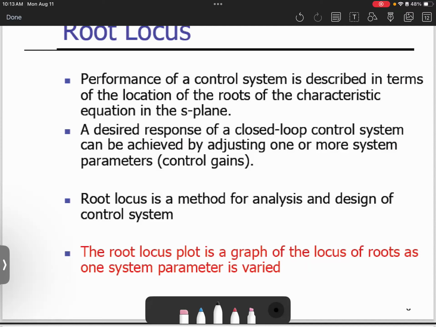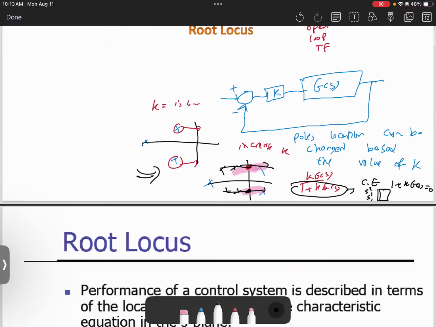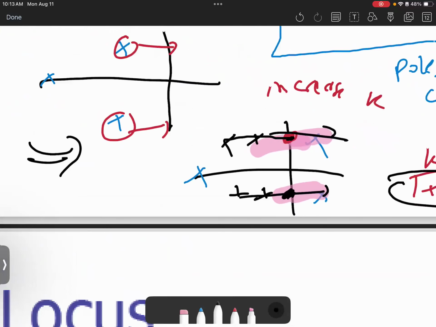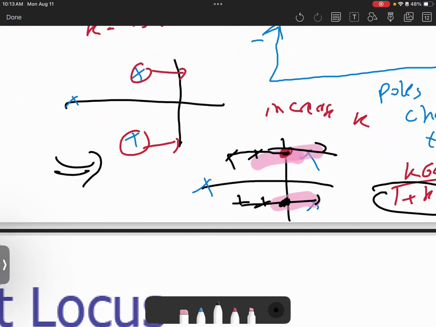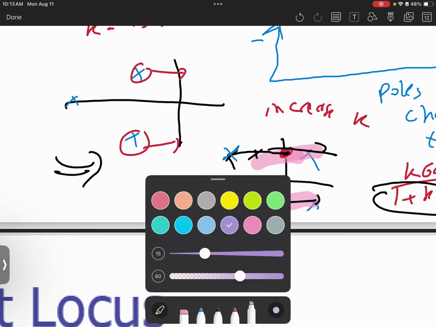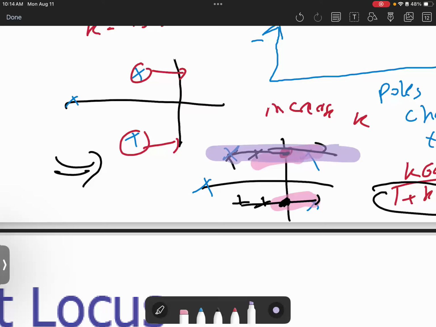So we would say the root locus plot is the graph of the locus of the roots as one system parameter is varied. Since we discussed that when we increase the value of k, the tendency of the poles to move from one part to the other, this will be a root locus plot.